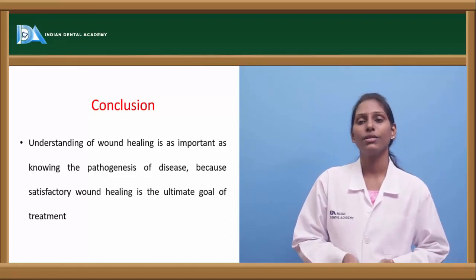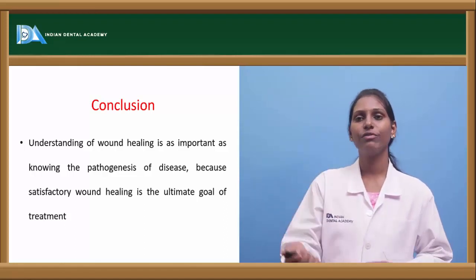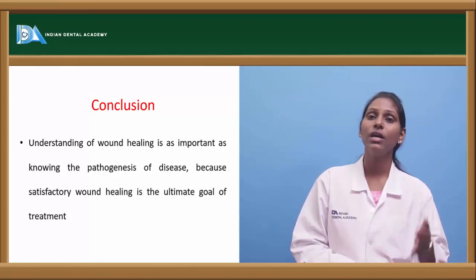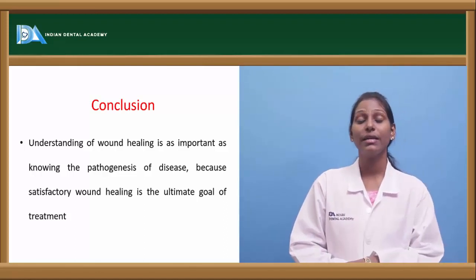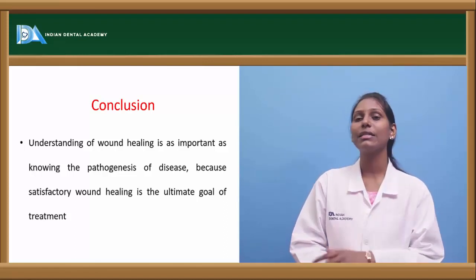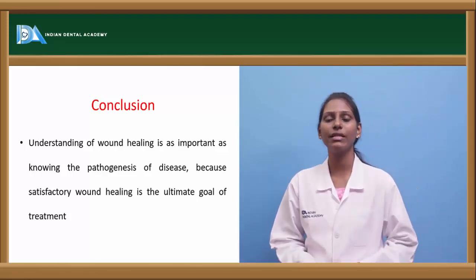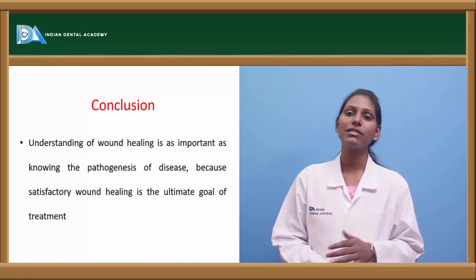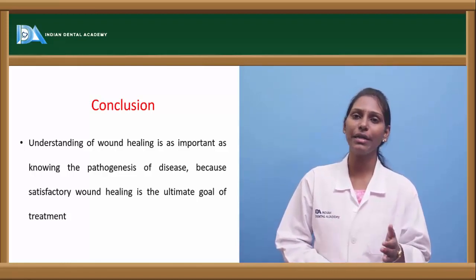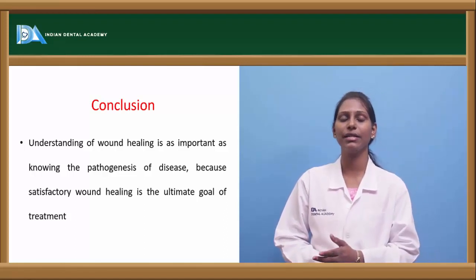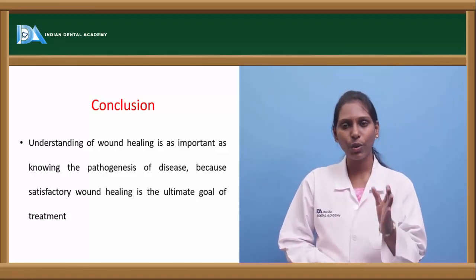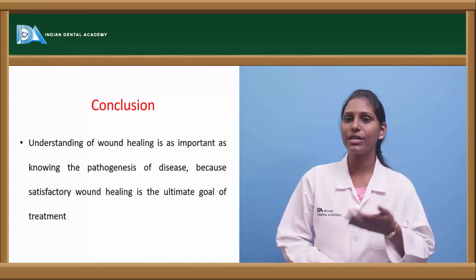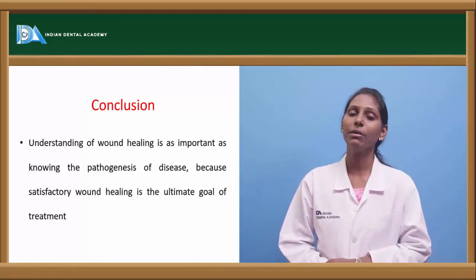Now, coming to the conclusion, as we saw at the beginning of the lecture, understanding wound healing is important because knowing the pathogenesis of disease is very important, and satisfactory wound healing is the ultimate goal of any surgery. After any treatment, one always thinks about satisfactory wound healing, be it healing by primary intention or by secondary intention. So to have a better outcome, understanding the sequence and the pathogenesis of wound healing will help.